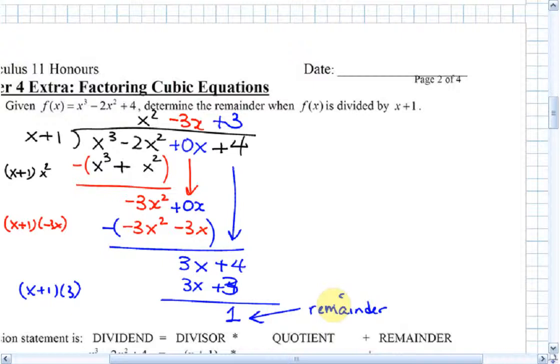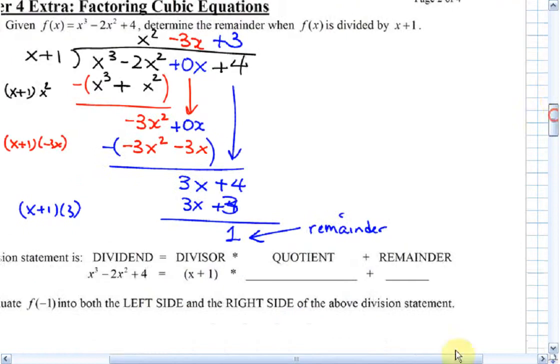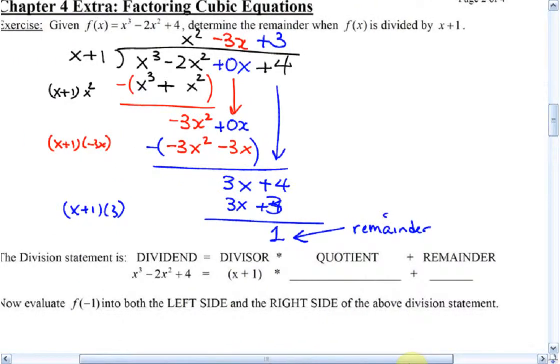Okay. Now, ladies and gentlemen, that seemed pretty painful, didn't it? Too much work to get the remainder. Do you want to know a shortcut? Here's what I'd like you to do before we do the shortcut. Can you please rewrite this division statement out? The dividend of x cubed minus 2x squared plus 4 is equal to the divisor of x plus 1 times the quotient, which is x squared minus 3x plus 3, and the remainder is 1.